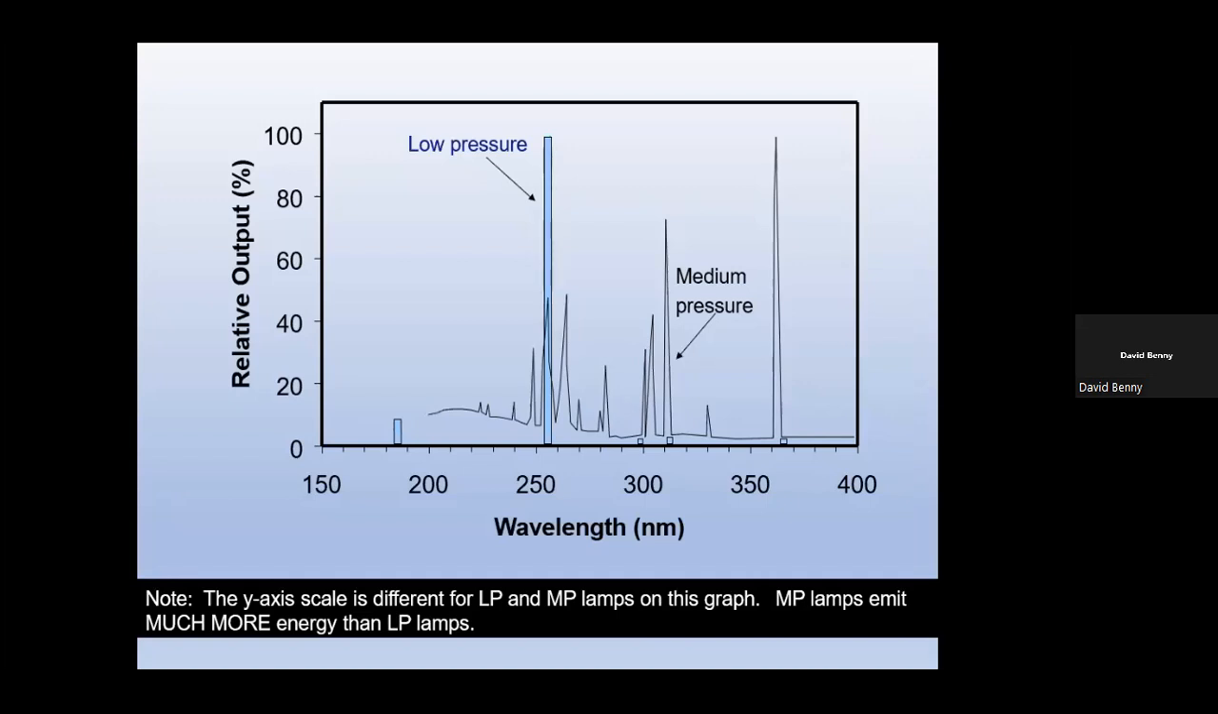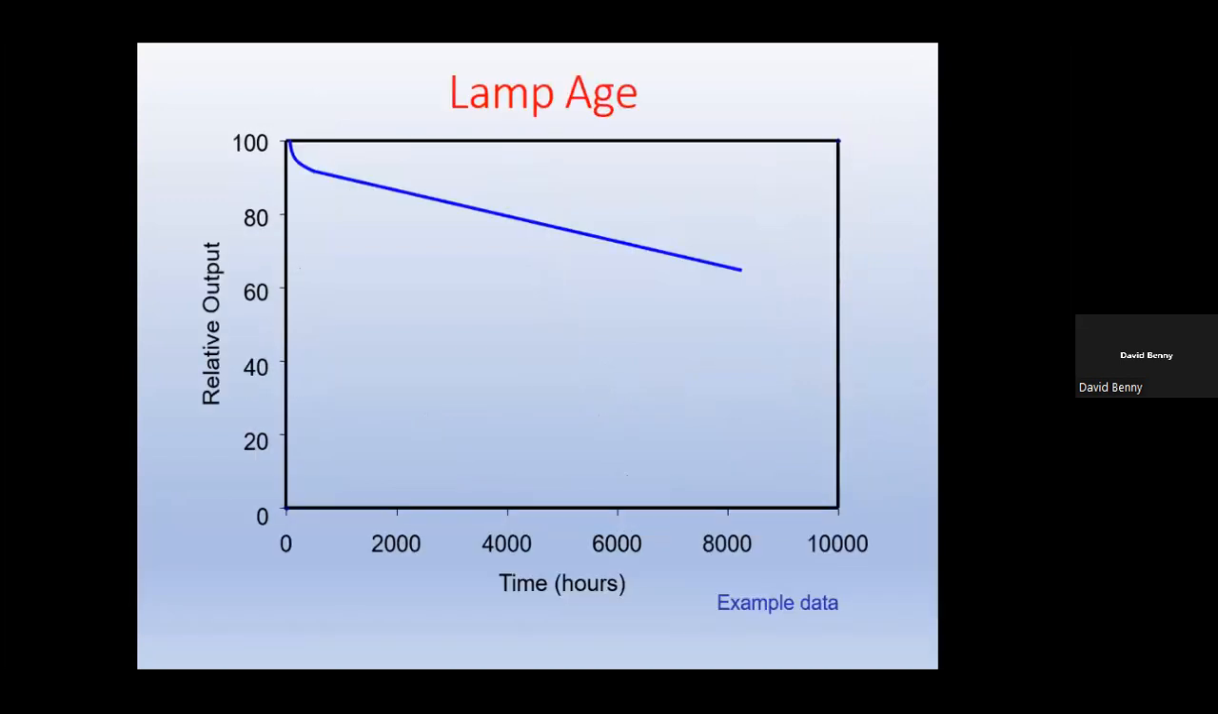The output of the lamps, you hear people talk about low pressure and medium pressure. It depends on the energy requirement. Low pressure requires less energy. Medium pressure requires more energy. What does that relate to? It relates to the lamp age. So for a low pressure lamp, the age could be longer than a medium pressure lamp.